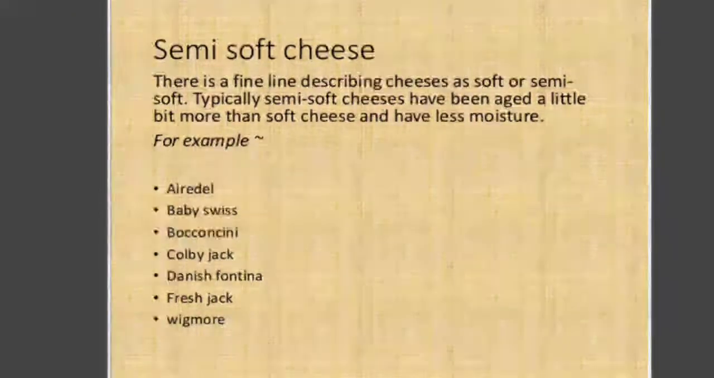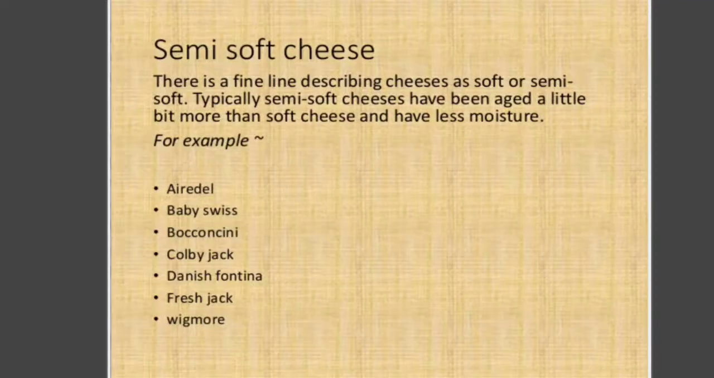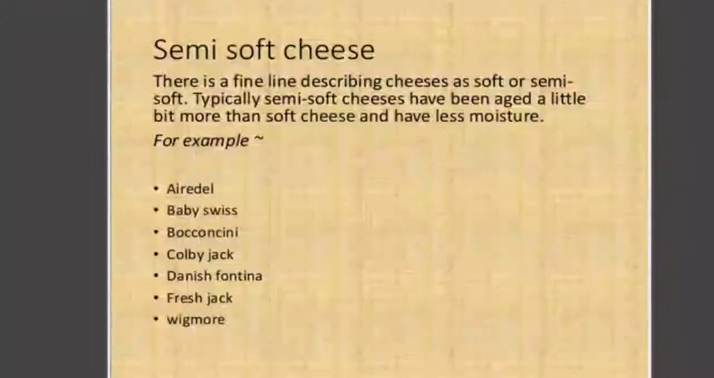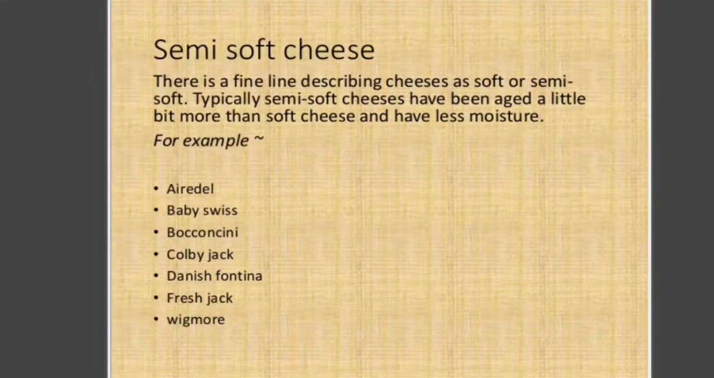After it, semi-soft cheese. There is a fine line in describing cheeses as soft or semi-soft. Typically, semi-soft cheeses have been aged a little bit more than soft cheese and have less moisture. For example, Airedale, Baby Swiss, Bokoniki, Colby Jack, Danish Fontina, Fresh Jack, Wigmore.